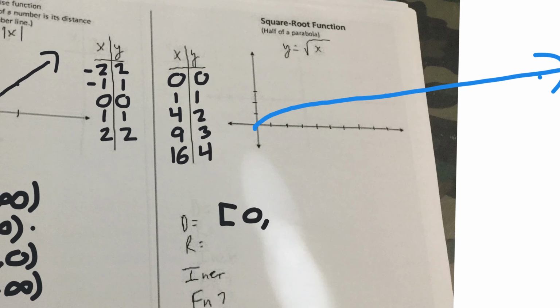And then what is the greatest x value? Well, we can take the square root of any positive number. So the greatest x value is positive infinity. The graph goes forever in the right direction.